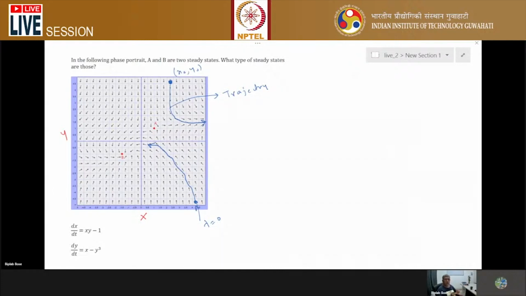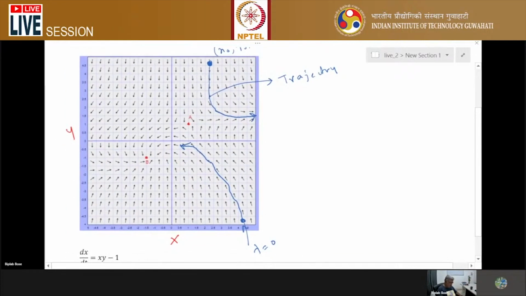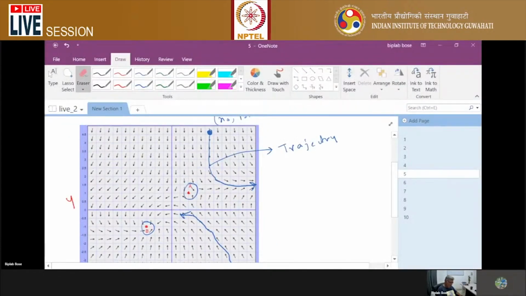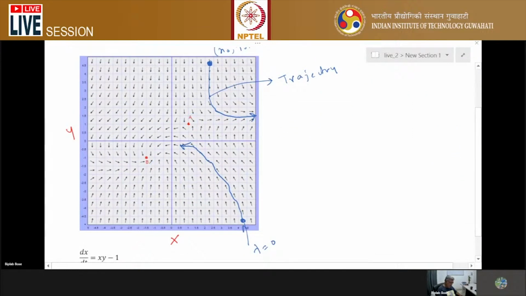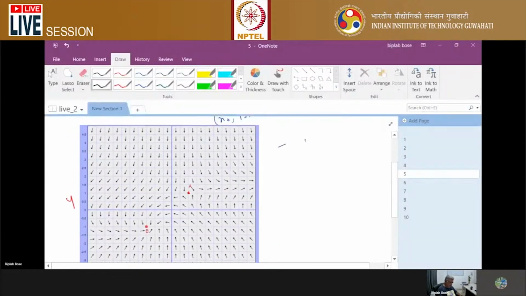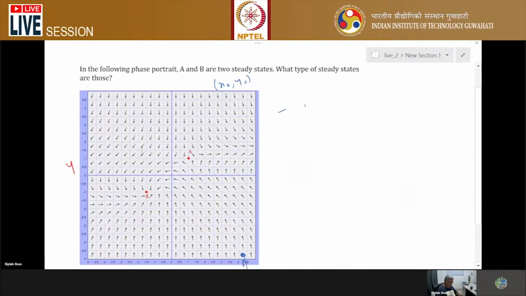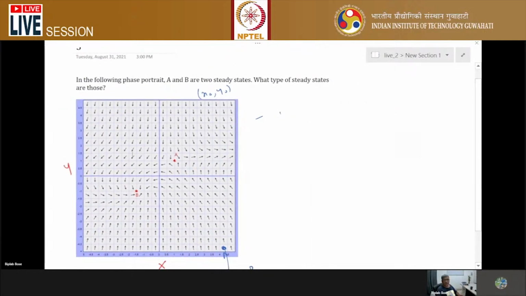This system has two steady states. Let me zoom in. This A is one steady state and this B is one steady state, right? You have to tell what type of steady state these two are. That is the question. If you have seen the videos about different phase portraits, can somebody answer? Raju, I will come back to your question that you have posted. For the timing, let us discuss this question only. Does anyone want to try this question?